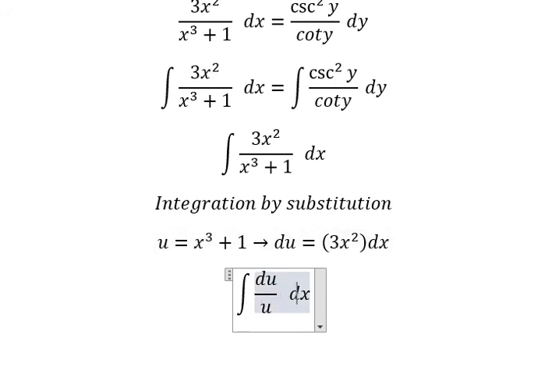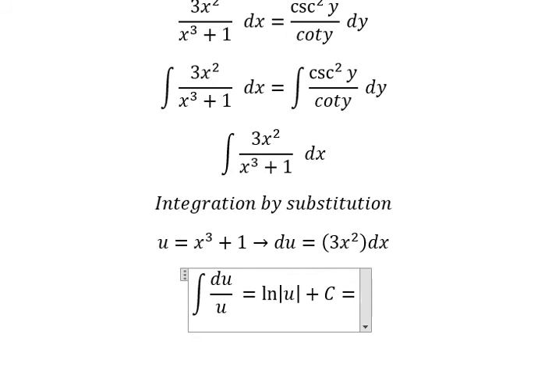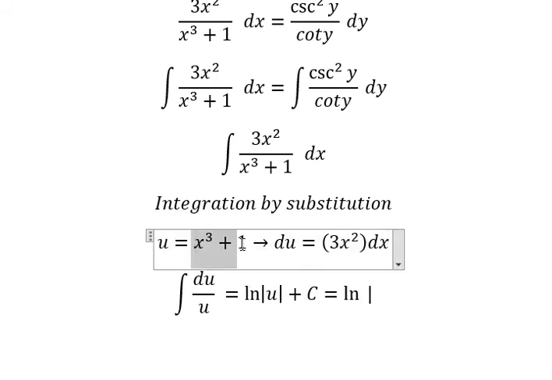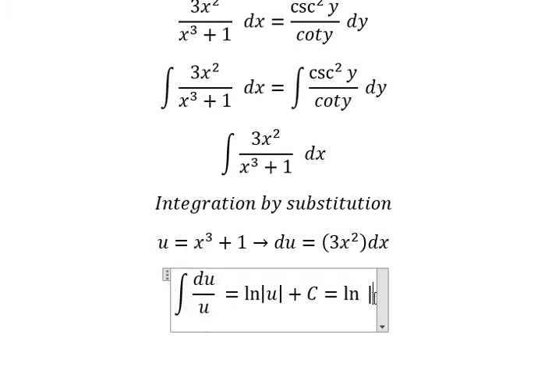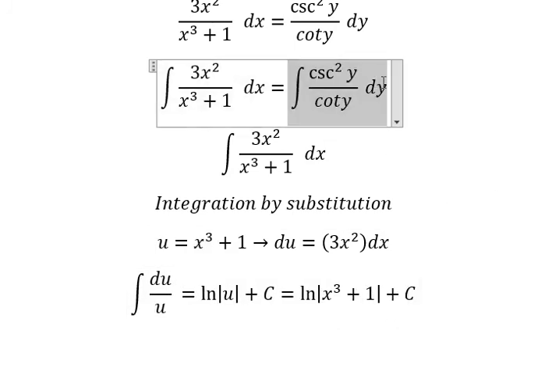The integration of this one, you got about ln of the absolute value of u, and we put about c. About u, that's about this one. Now let's go to this one.